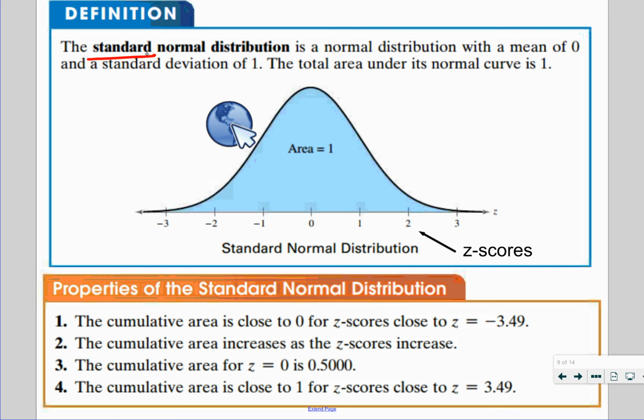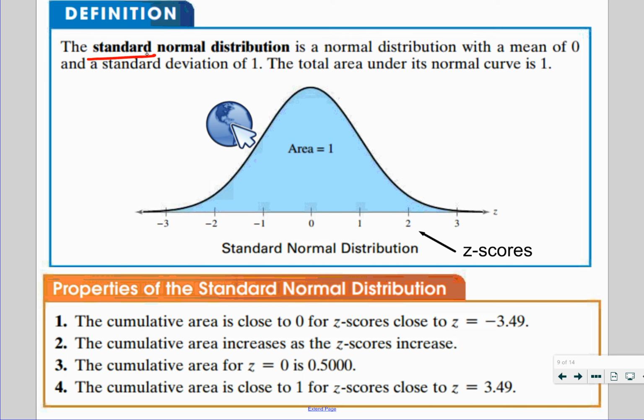You guys remember calculating that before. So z-scores tell us how far we are from the mean in our normal curve. So if I have a z-score of -2, it means I'm 2 standard deviations to the left. Or if I have a z-score of 3, it means I'm 3 standard deviations to the right. The area under the curve is still equal to 1. Couple facts that we're going to see at the bottom here.